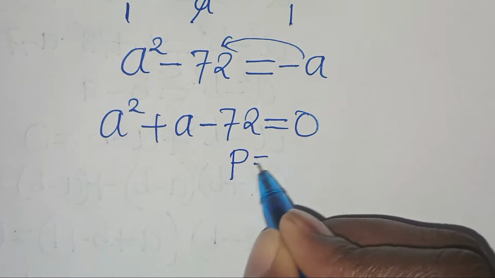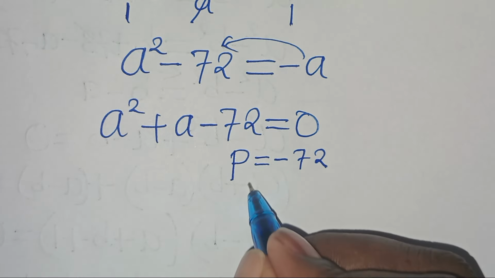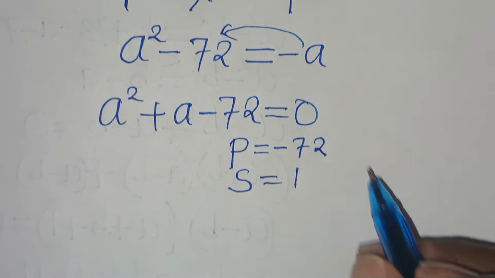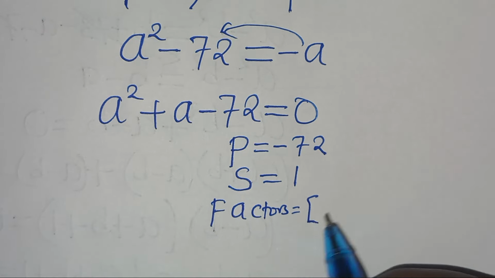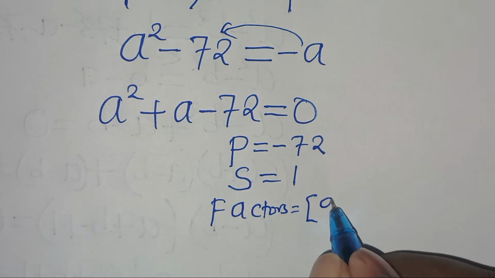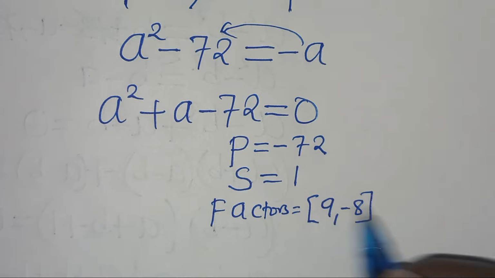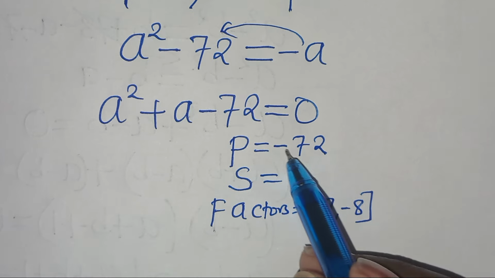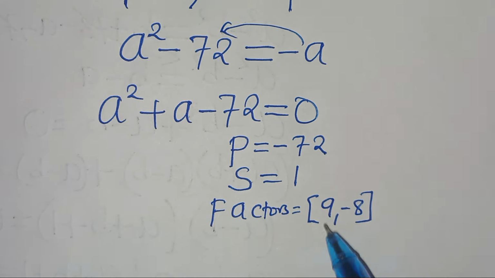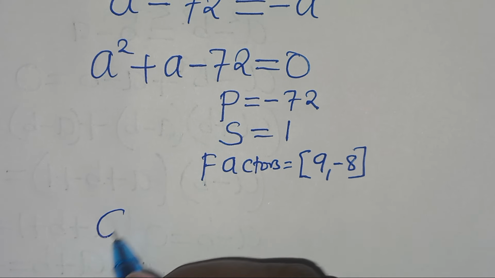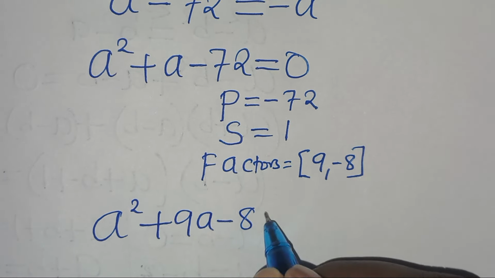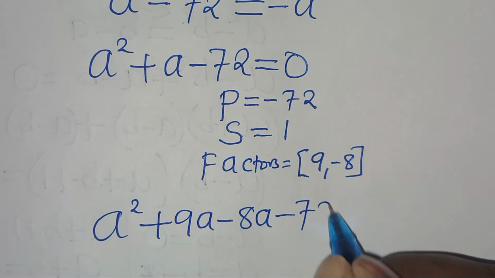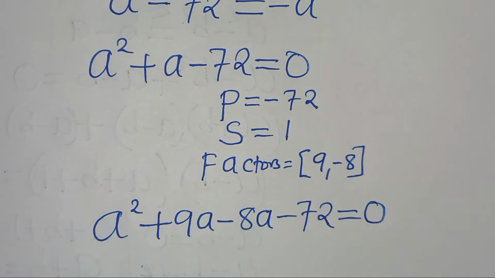We have the product here as minus 72 and the sum as 1. So we identify two factors such that if you multiply them, we have minus 72, and if we add them, we have 1. 9 plus minus 8 is 1, and 9 times minus 8 is minus 72. So let's substitute these two factors so that we have a squared plus 9a minus 8a minus 72 equal to 0.